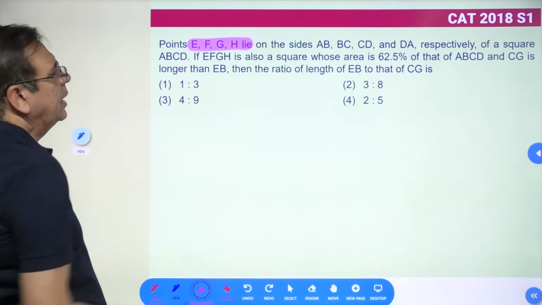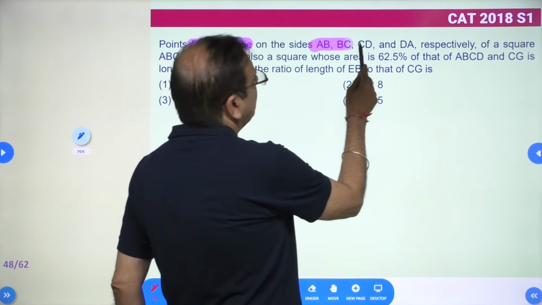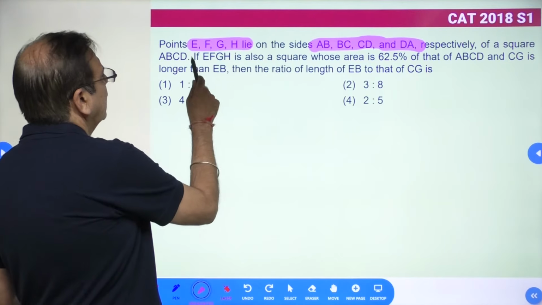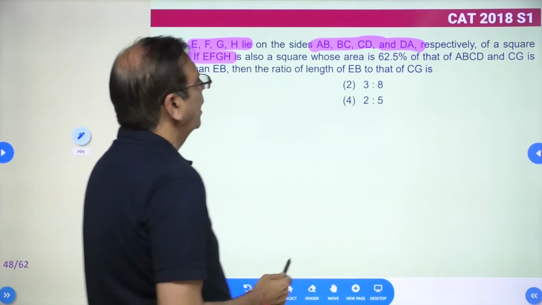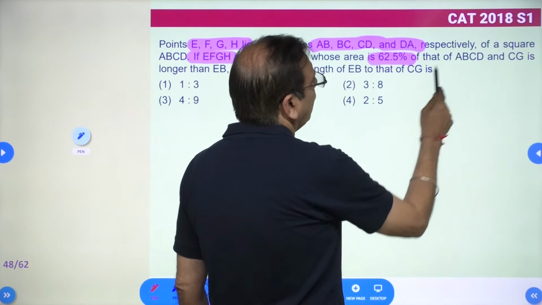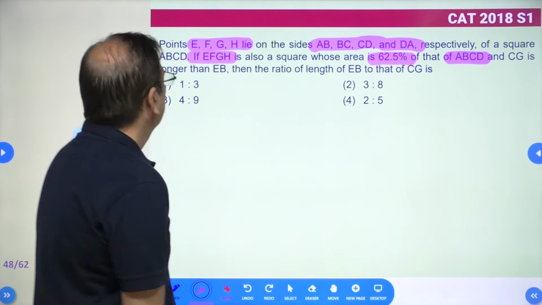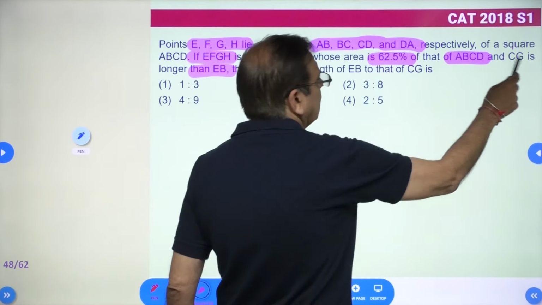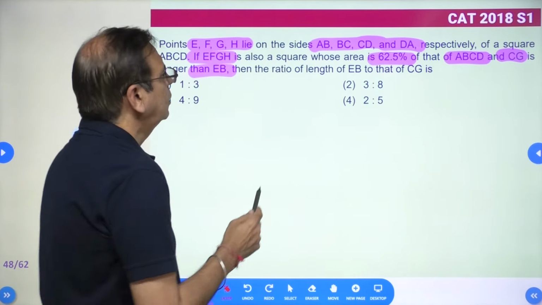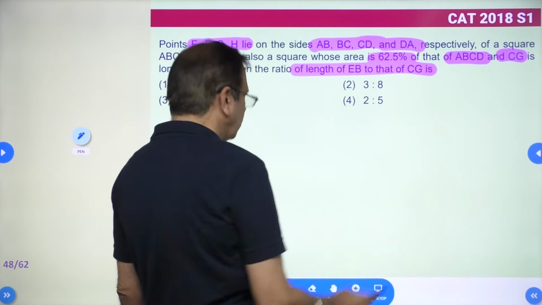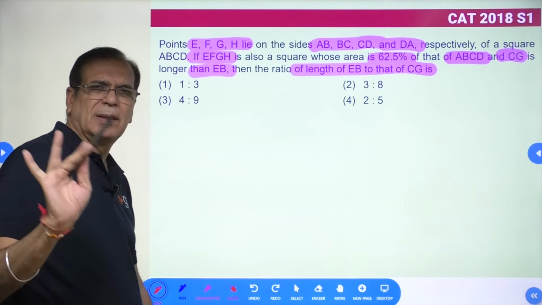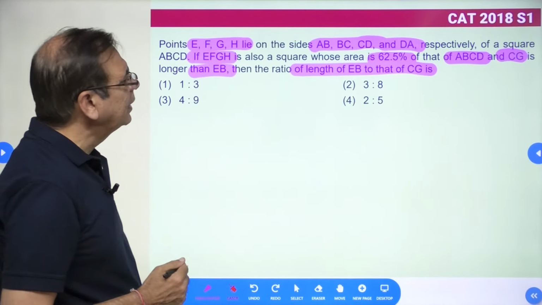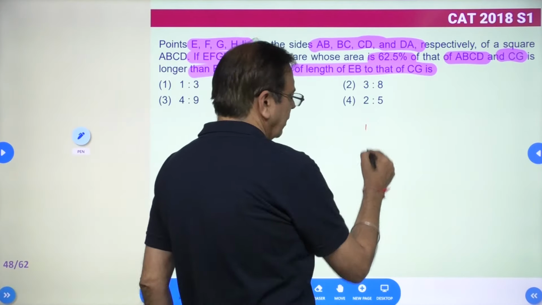Points E, F, G, H on the sides AB, BC, CD, DA respectively of a square ABCD. If EFGH is also a square whose area is 62.5% of ABCD and CG is longer than EB, then the ratio of length of EB to CG. But ये figure बनाएंगे तब बात करेंगे. We'll first draw the figure and then we'll see what is to be done because I need to understand what exactly the figure is like.